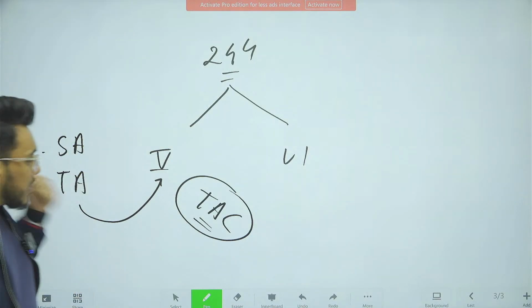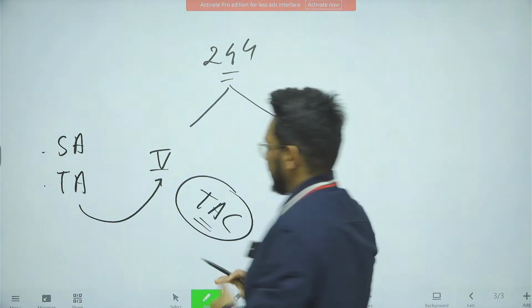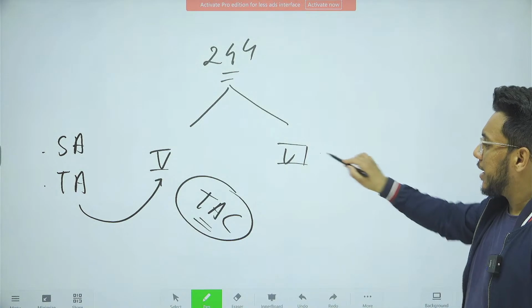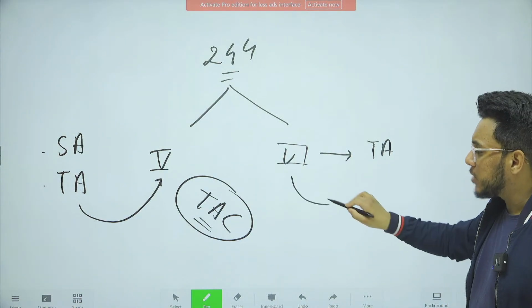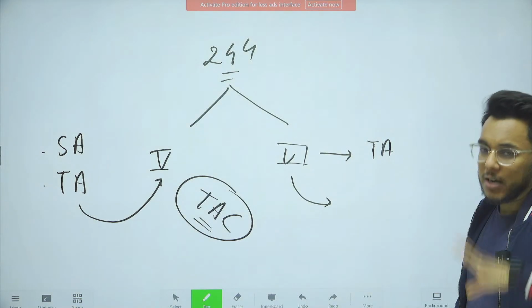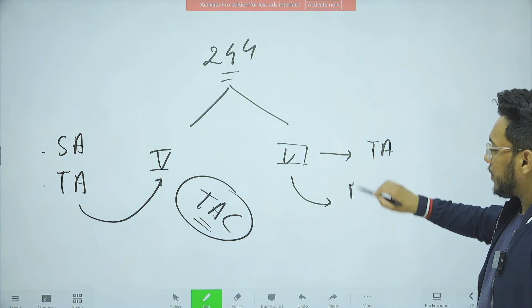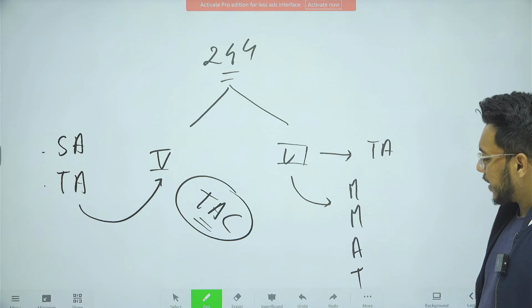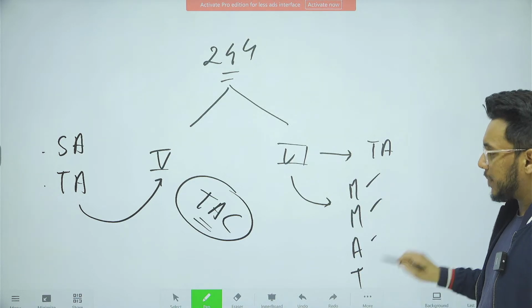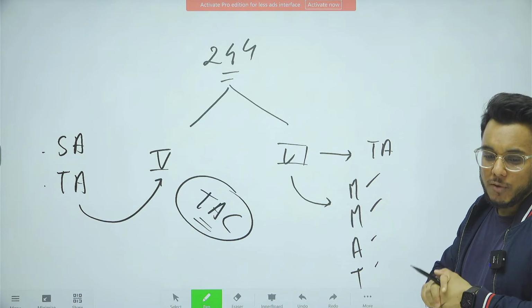Okay, and then we have Schedule 6. Schedule 6 also talks about the protection of the tribal areas, and within Schedule 6 there are 4 states that are covered: Meghalaya, Mizoram, Assam and Tripura. Now what is the difference between Schedule 5 and Schedule 6?